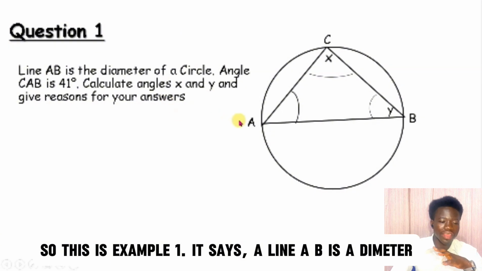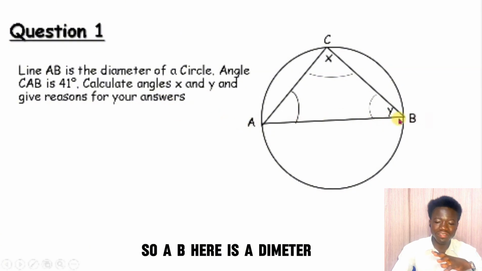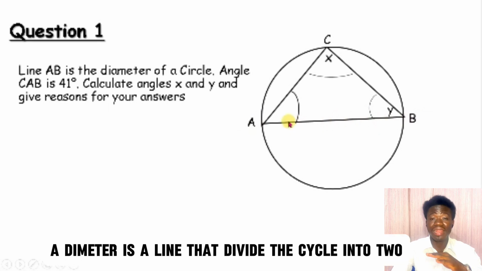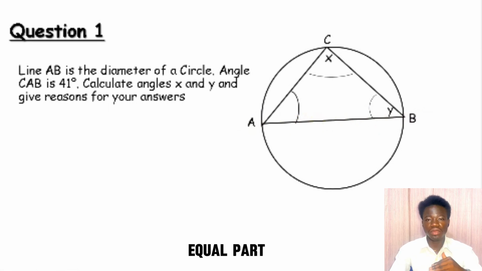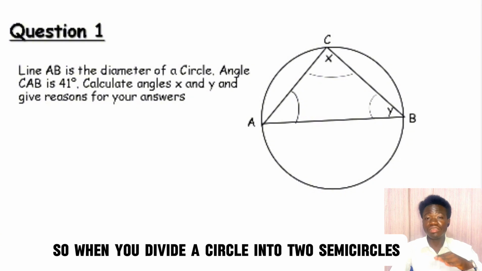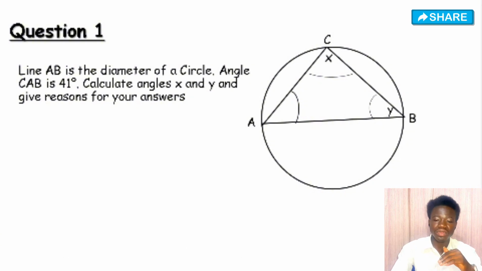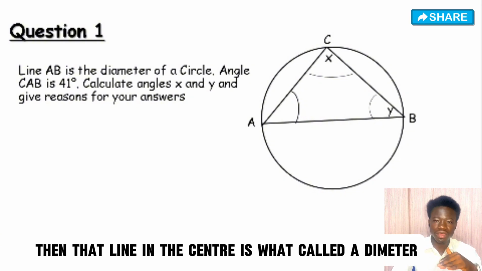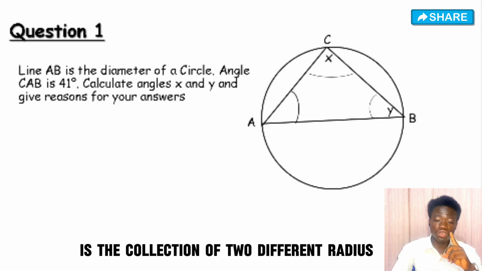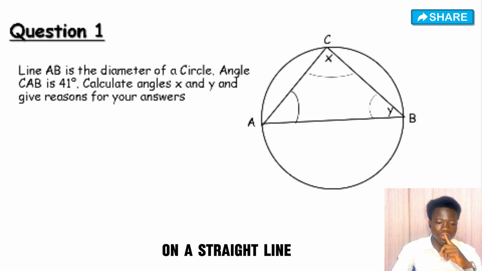It says a line AB is the diameter. So AB here is a diameter. A diameter is a line that divides the circle into two equal parts. So when you divide a circle into two semicircles, then that line in the center is what is called a diameter. It's the connection of two different radii on a straight line.